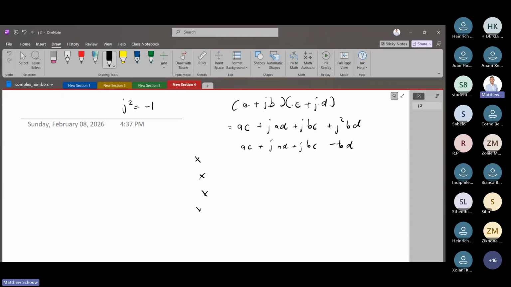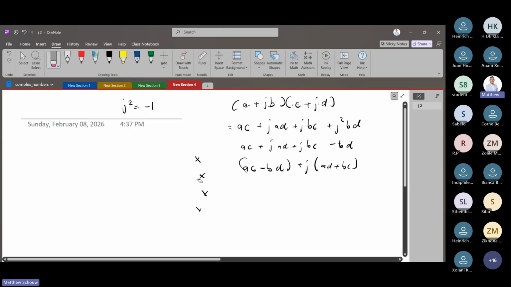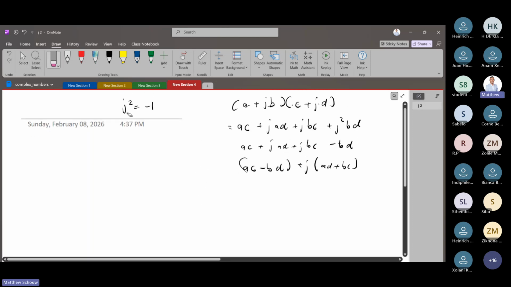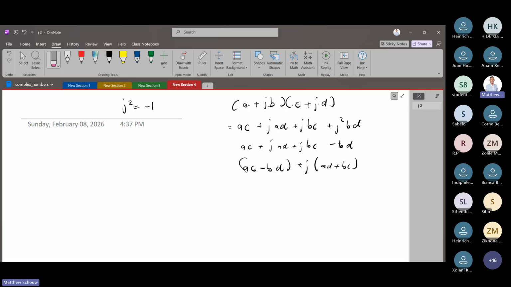We then simply group the real terms, AC minus BD. You take out J as a common factor and you have AD plus BC. That's the general way of looking at it. The only key concept is this guy over here, because this prevails quite often, the J squared being minus 1. So let me solve a problem and then you can do a few more.